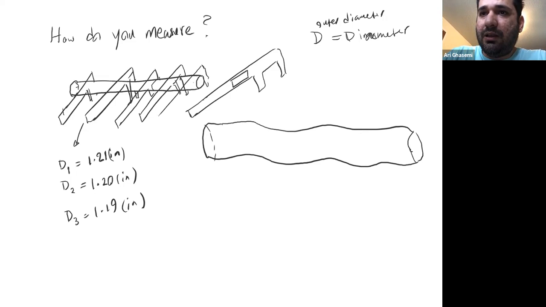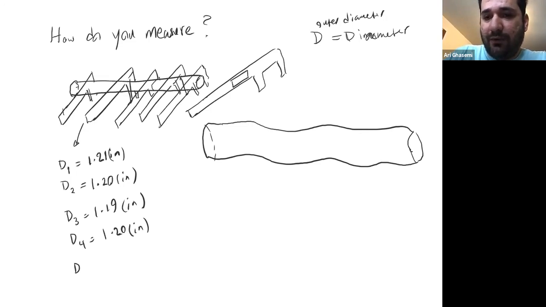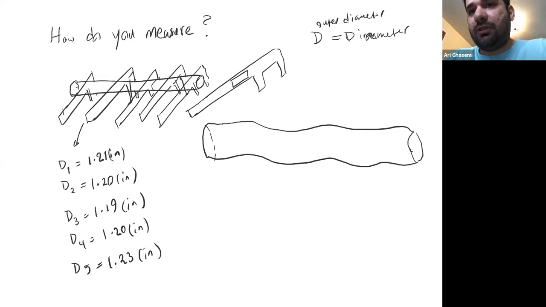So get 2 more data. So let's say D4, 1 point, again, I get 20. Sometimes you get repeated data, which is fine, absolutely no problem. And then you get D4, 1.23 inches. Now this is your generated data.